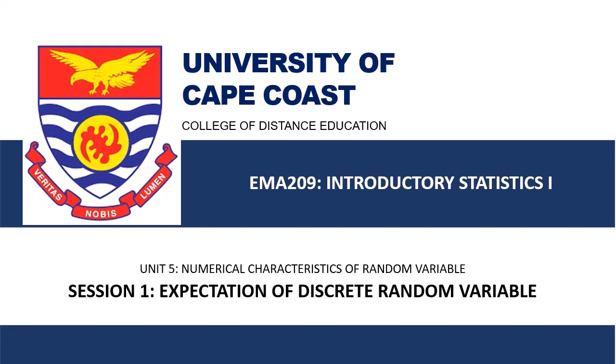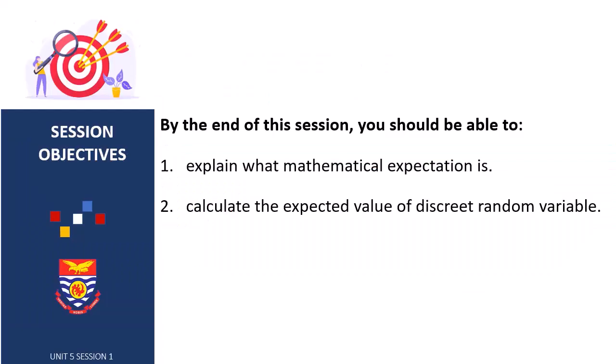to Introductory Statistics 1. We are now on Unit 5, Numerical Characteristics of Random Variable. With Unit 5, we're going to begin with Section 1. We have 6 sections to cover in this. So Section 1 has a theme, Expectation of Discrete Random Variable. In this, what will we be looking forward to?